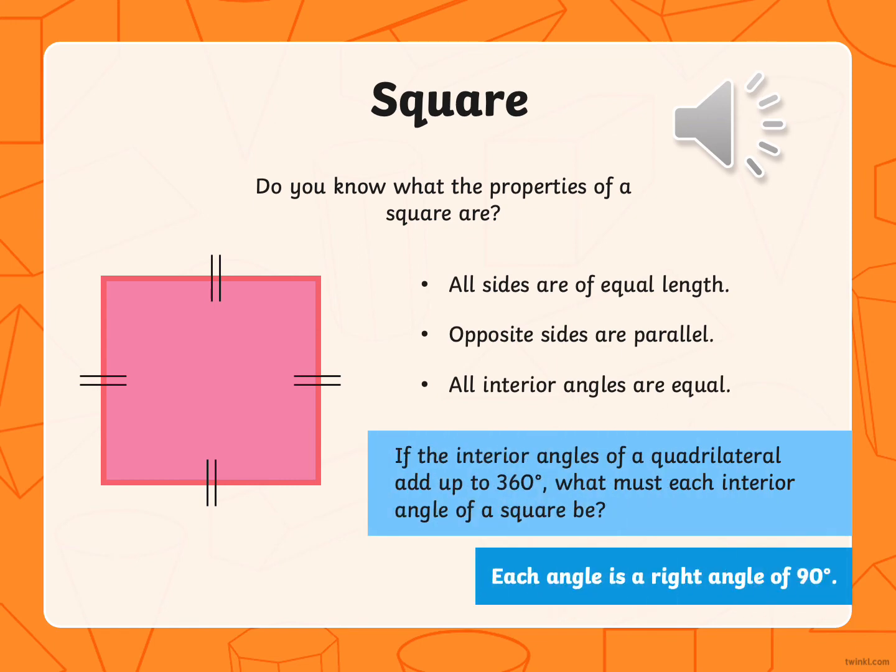So the first quadrilateral we are going to look at today is a square. Think about a square. What do you know about a square? Tell me its properties. You should know that all the sides of a square are equal. Opposite sides are parallel, meaning they never meet. And all the inside angles of a square are equal. They are the same size.